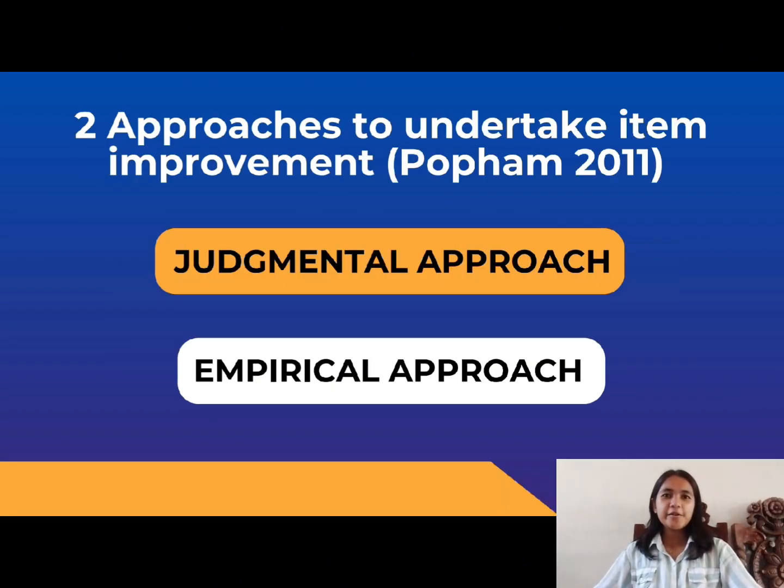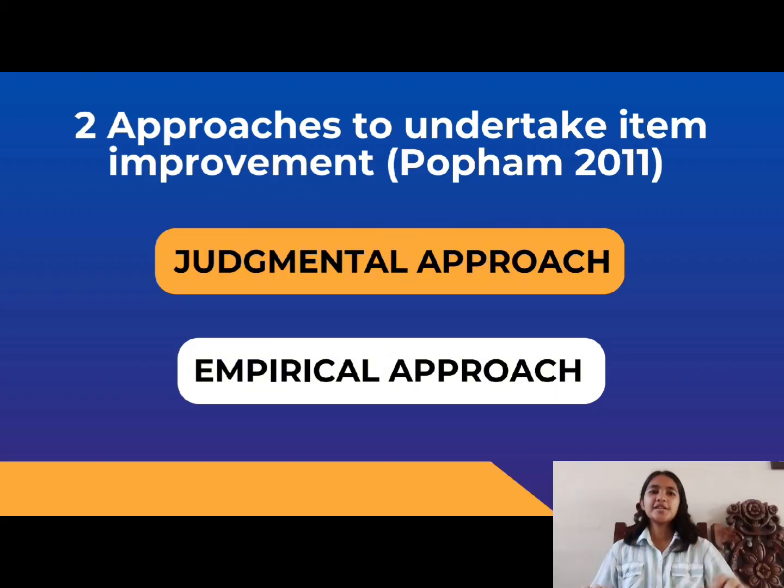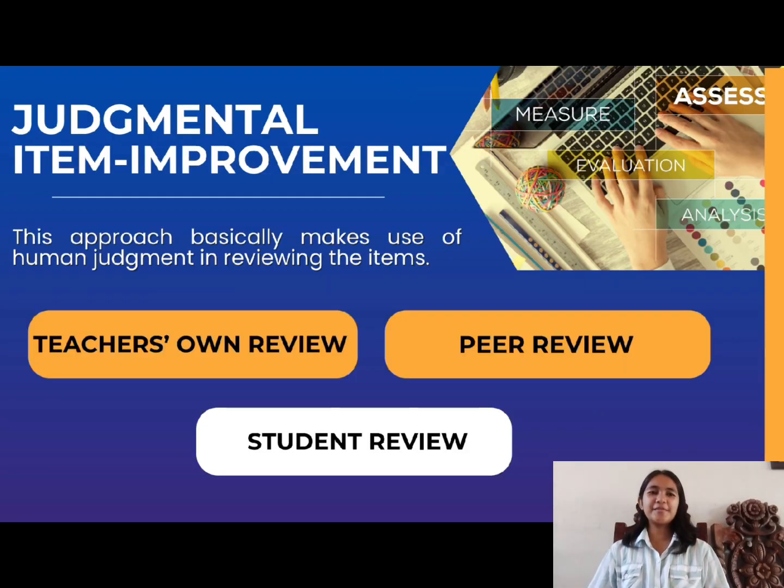In 2011, Popham suggests two approaches to undertake item improvement. First, the judgmental approach, and second, the empirical approach. So first is the judgmental item improvement. It is a method of enhancing or reviewing test questions by using human judgment to identify potential flaws and suggest revisions. There are three judges here: the teachers themselves, who know exactly what the tests are for, the outcome to be assessed, and the item's level of difficulty.